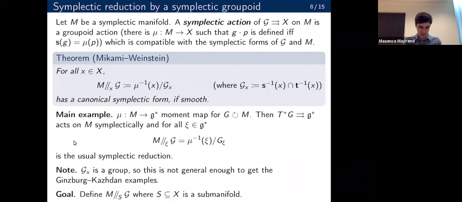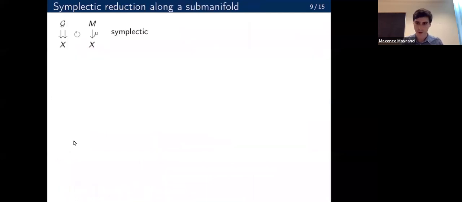So now our goal is to generalize that, where we will replace point X here by a submanifold S of X. We will define what it means to take the symplectic reduction along this submanifold. Okay, so the setup here is that we have the symplectic groupoid acting on a symplectic manifold M. And for instance, we can take T star G and the moment map. Already this will give us something interesting.